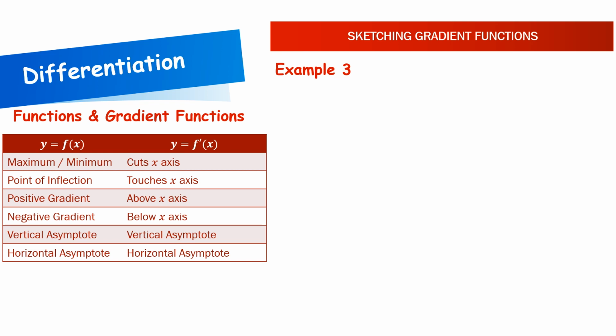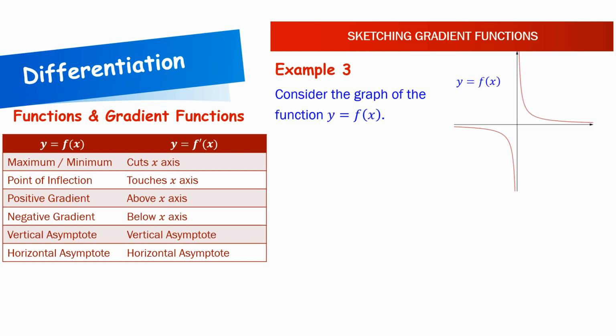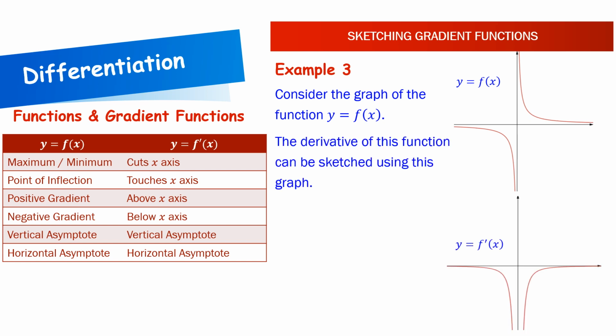Now let's take a look at another example. Consider the graph of the function y equals f of x as shown on your screen. The derivative of this function can be sketched using this graph, as shown towards the bottom of your screen. Let's examine how this graph was produced. So in the graph of y equals f of x, we have a negative gradient in the area indicated. Therefore, this area of the graph for y equals f dash of x is below the x-axis.